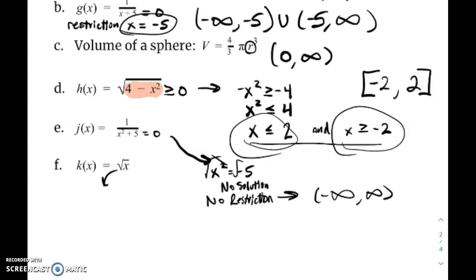For F, if you want to go ahead and try that one and pause the video. This is a lot like part D. So the inside, whatever is inside your square root, has to be greater than or equal to 0 in order for it to work. So, and then that is already solved for. So you just have x is greater than or equal to 0. That would be your domain.